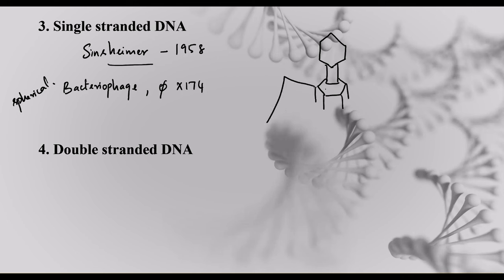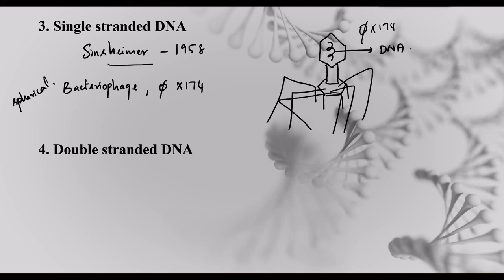This is the phage φX174. It has a single stranded DNA. This was observed by the scientist Sinsheimer.